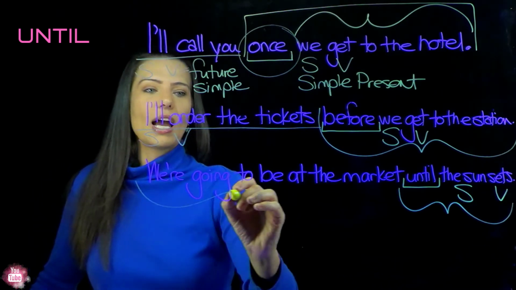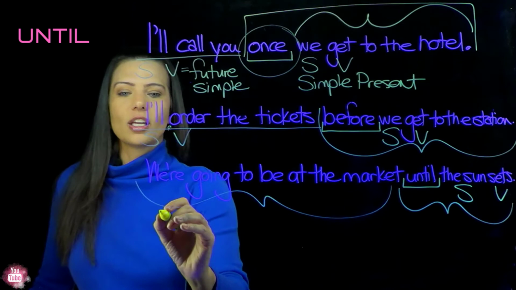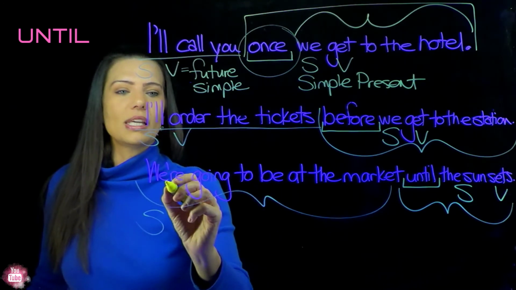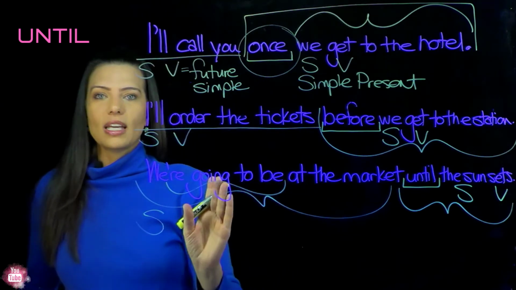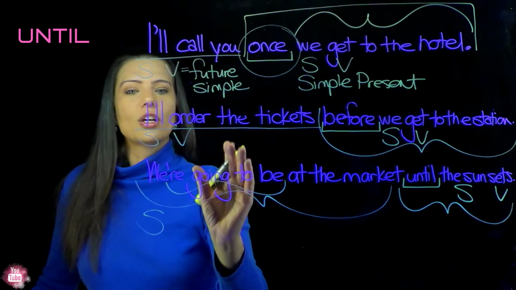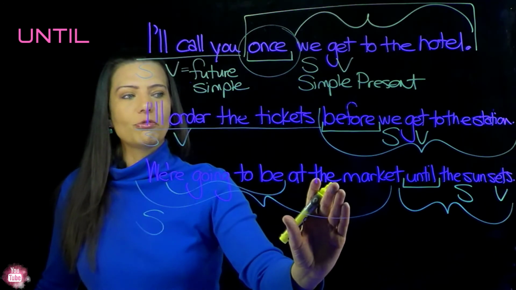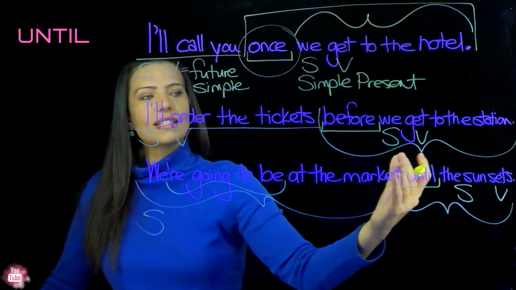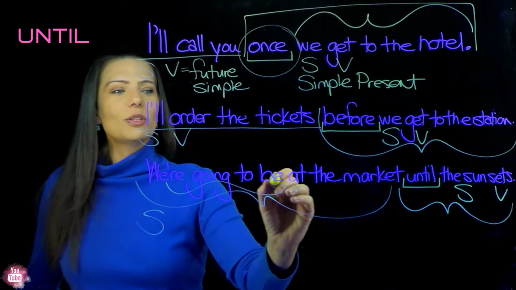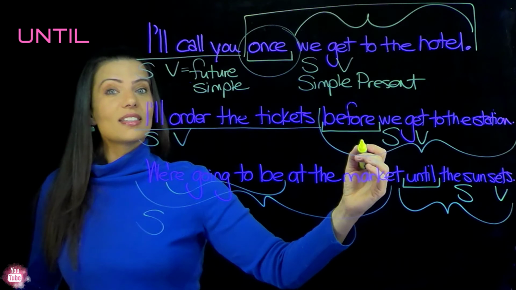When we take a look at this main clause, here we have the subject, we, and then are going to be. So all of this here is the simple future. Simple future. So this is going to happen in the future. And now the word until is kind of like a deadline. So we're going to be at the market until the sun sets.